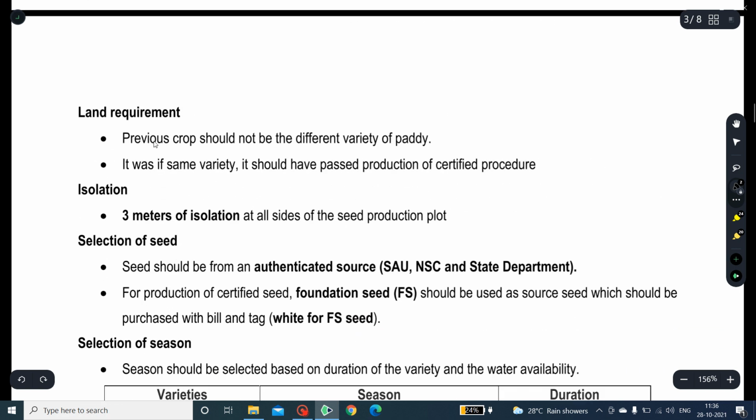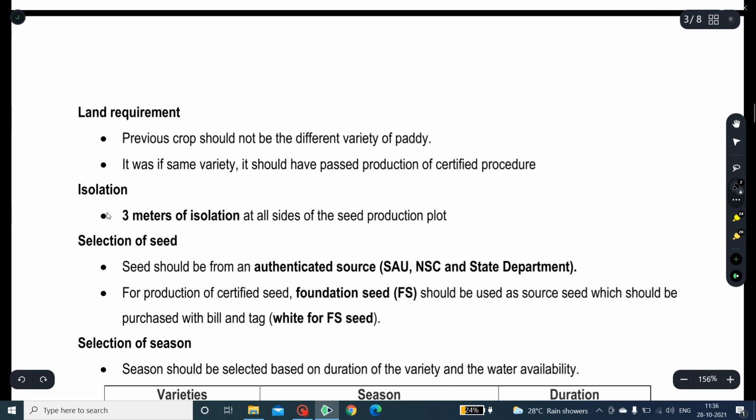And the next one is the land requirement. Land to be used for seed production of paddy shall be free of volunteer plants. The selected land should not have been cultivated with the same variety in the previous season. The previous crop should not be a different variety of paddy. The land should be fertile with good irrigation and drainage facilities, and it should have good sunlight and aeration. Apart from this, if it is the same variety, it should have passed the certification procedure.